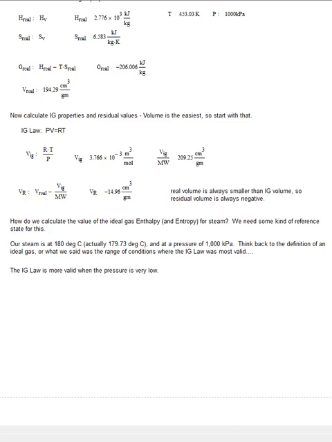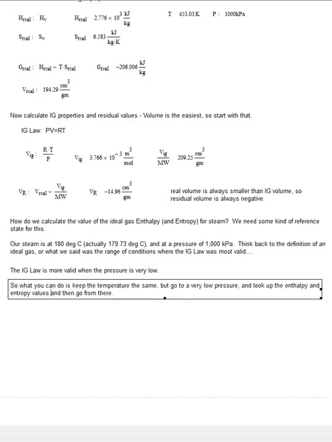So what we can do, and hopefully later you'll see why this is especially convenient. What we can do is keep the temperature the same, so about 180 degrees C, but now we're going to go to a very low pressure, and we're going to look up the enthalpy and entropy values at that 180 degrees C and a very low pressure, and then we're going to go from there.